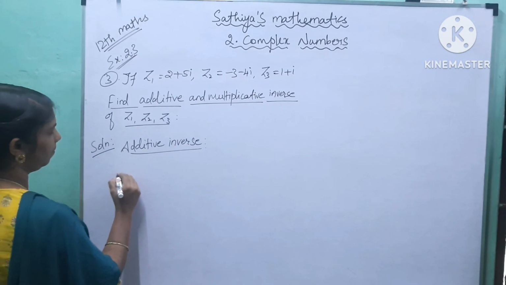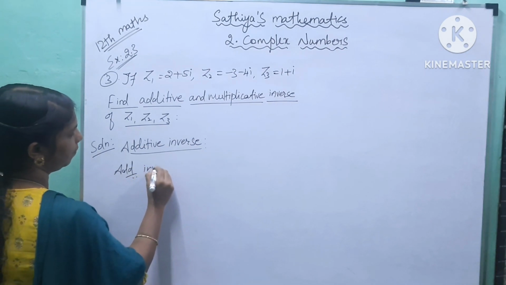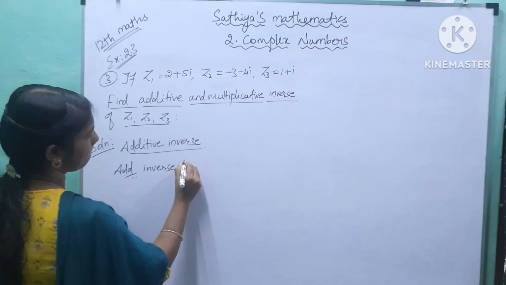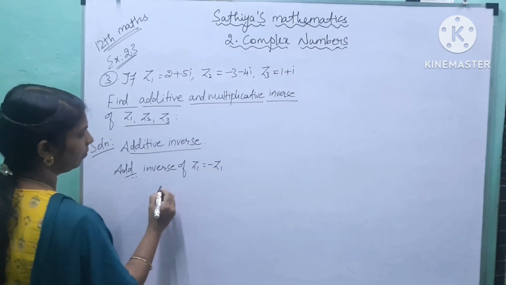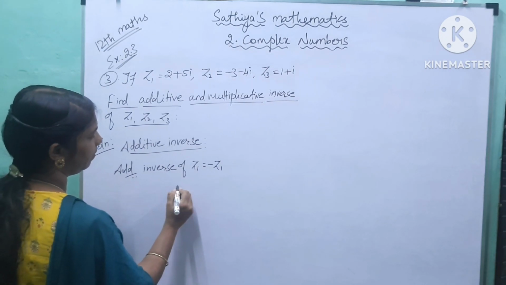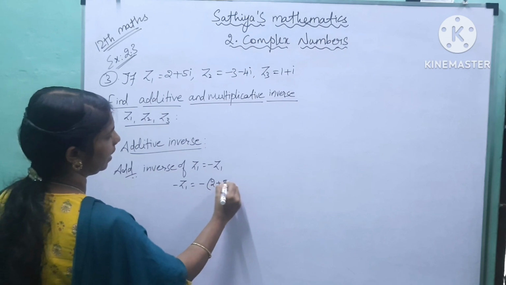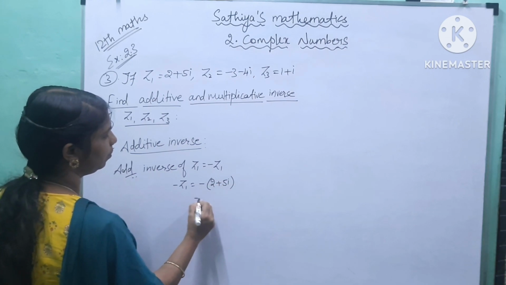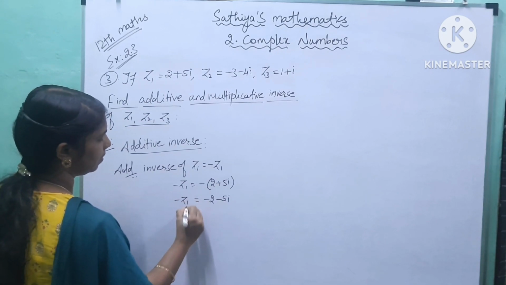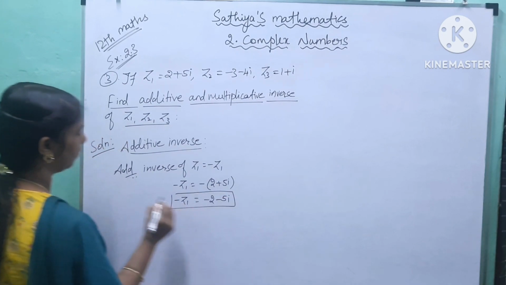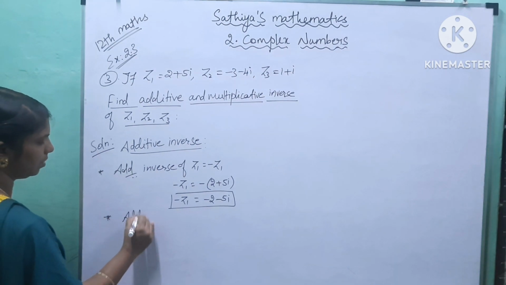Additive inverse of z1 is equal to minus z1. So minus z1 is given by minus of 2 plus 5i. So that is equal to minus 2 minus 5i. This is minus z1.